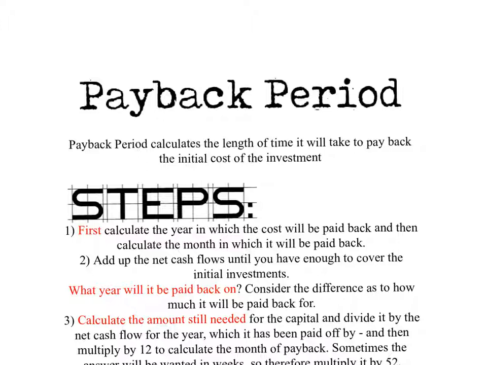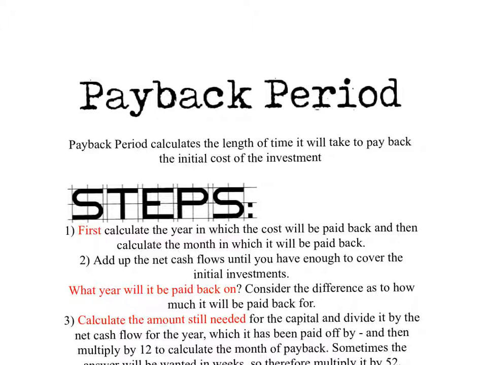in the right order. So, number 1, first what you need to do is calculate the year in which the cost will definitely be paid back, and then calculate the month in which it'll be paid back. So what you need to do is add up all the net cash flows until you have enough to cover the initial investment. Now, based on the cash flows, you probably won't get the exact amount. In a certain year, your cumulative cash flow might actually be higher than the initial investment, and therefore that's why payback period becomes a little bit more specific.